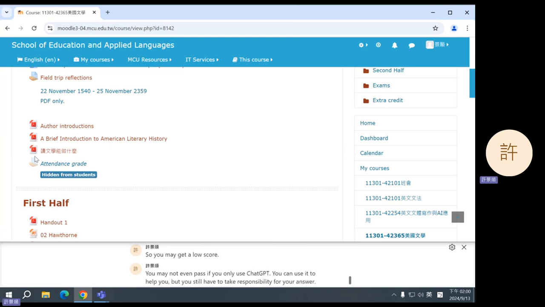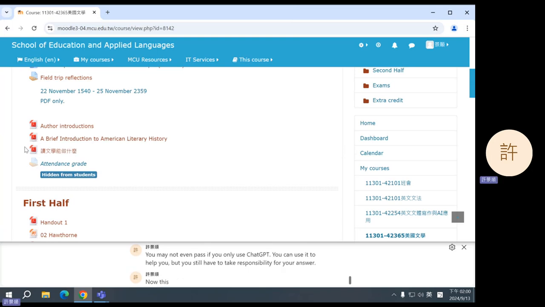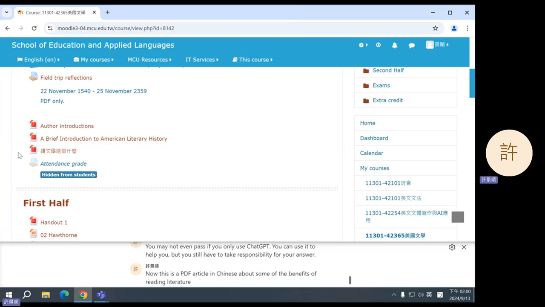Now, this is a PDF article in Chinese about some of the benefits of reading literature. So if for some reason you're here, but you don't know why you're here, you can take a look at this PDF to help get you motivated about reading.